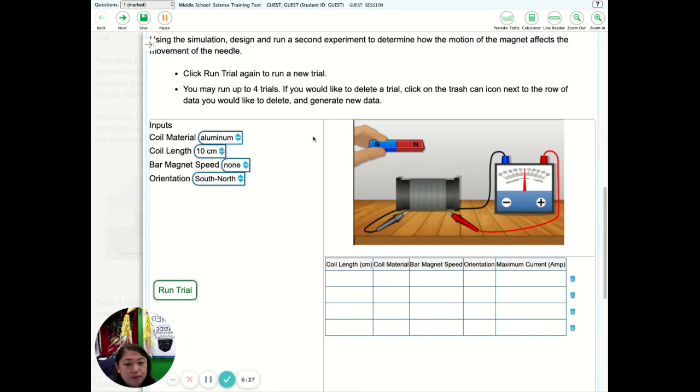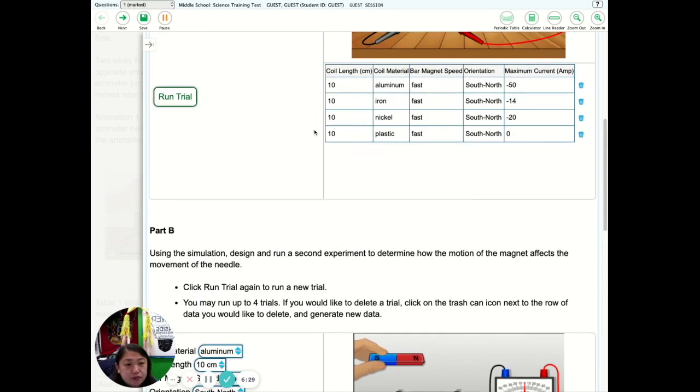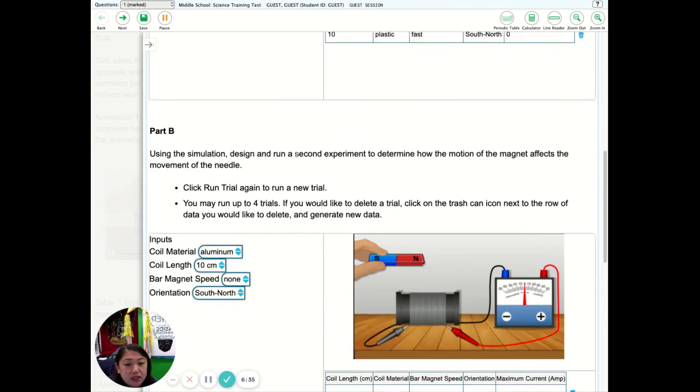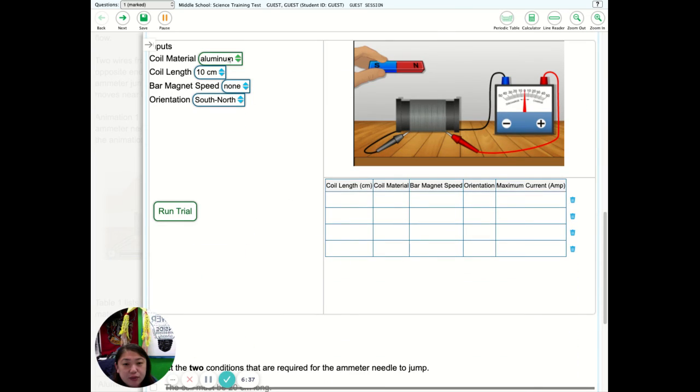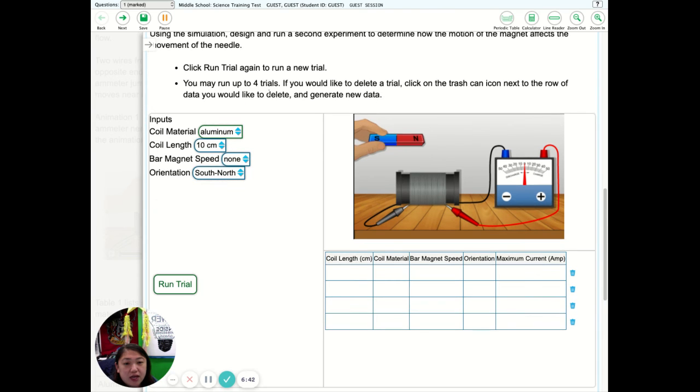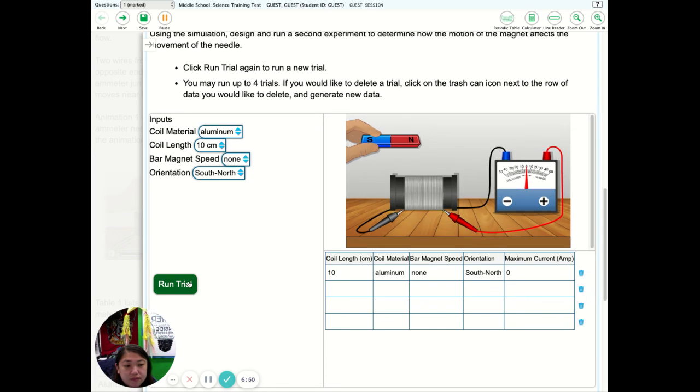The only thing we're going to change is the bar magnet speed, because it's the motion of the magnet. Okay, so we're just going to use aluminum because we know that aluminum gave us the best result on the last one. So we're going to leave it as aluminum here, and then we're going to change the bar magnet speed. And they give us up to 4 trials. So bar magnet speed, we're going to leave as none for now. We're just going to run it. So nothing happened. So the bar magnet didn't move and it didn't give us any current.